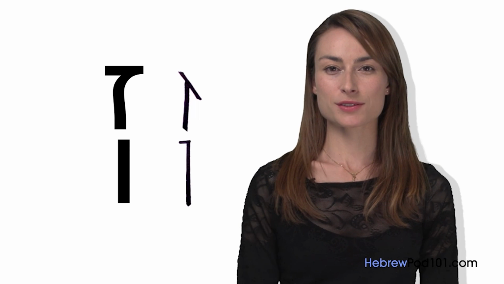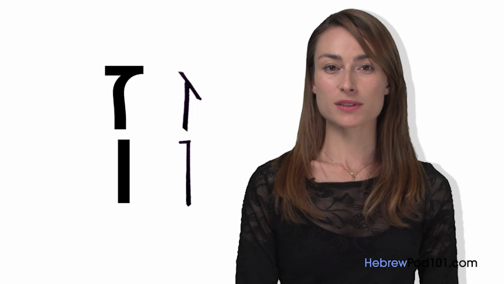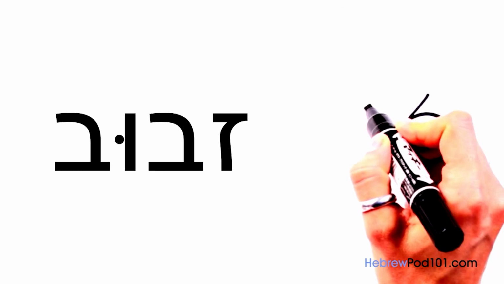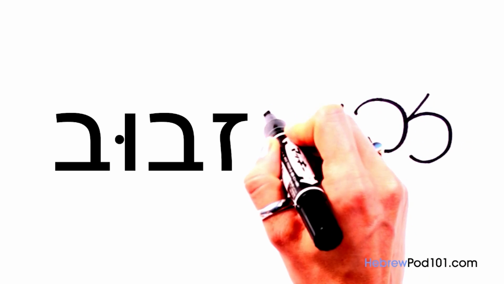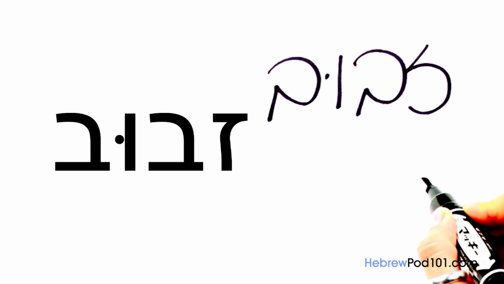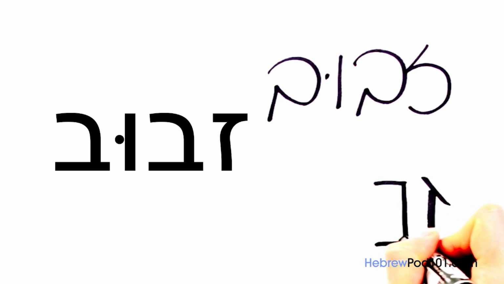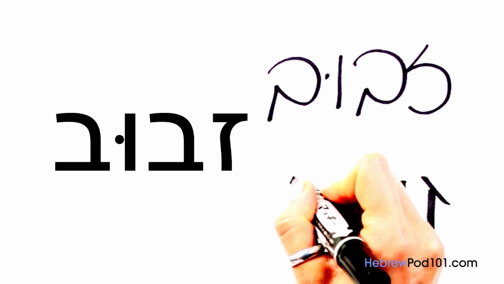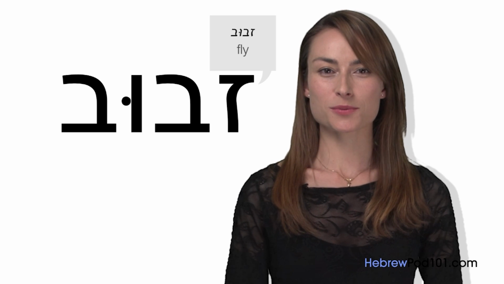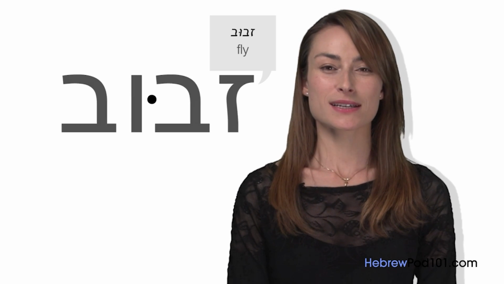Even though they are pretty different in print, make sure you don't write Zayin and Vav in too similar a way. Let's see the difference. Vav, Zayin. Zvuv is a fly in Hebrew. Zvuv. And in print, zvuv. You can easily remember this word since the fly makes this sound.